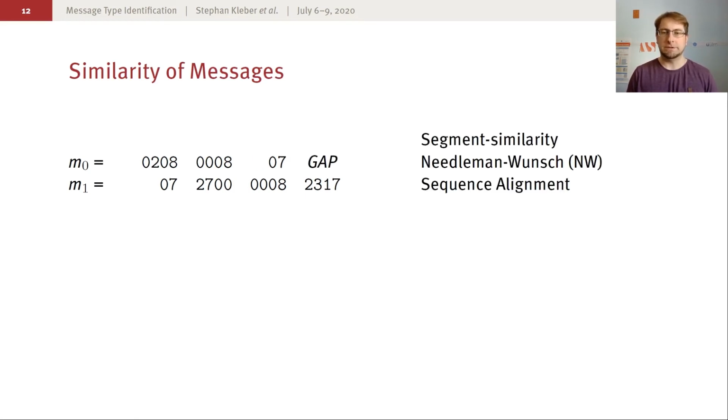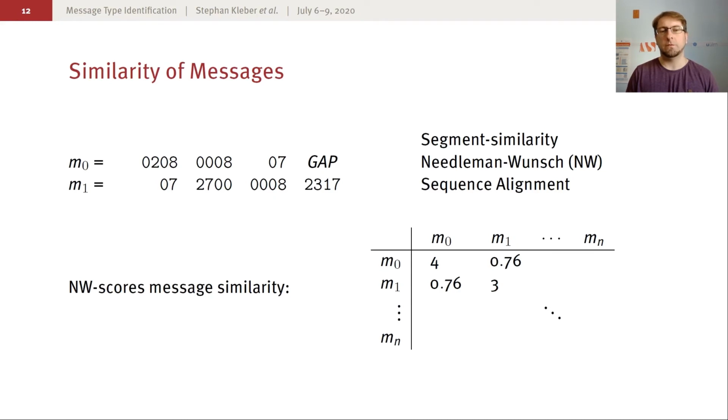We use the Needleman-Wunsch sequence alignment algorithm for this, which we have enhanced to be able to use the dissimilarities, the continuous segment similarities that we have calculated in the previous step. Sequence alignment also introduces gaps at positions where no alignment is possible. The sequence alignment yields a value that describes how well the alignment could place segments above each other. Those are called the Needleman-Wunsch scores, and we use those scores as a measure of the message similarity.